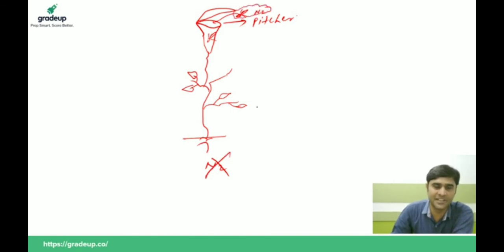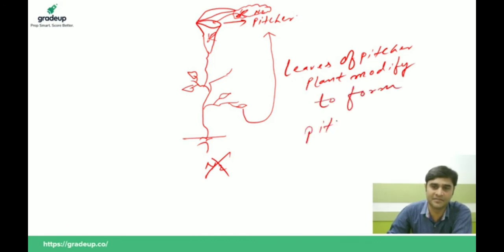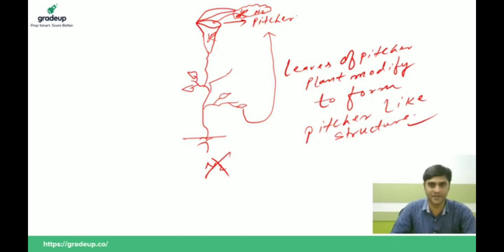So suppose the question is, which part of pitcher plant modifies to form pitcher-like structure? Root, stem, leaves. Your answer should be leaves of pitcher plant. This is also very important. Leaves of pitcher plant modify to form pitcher-like structure. This question has been asked in UPSC pre-exam. Very important for your exam. Yes, leaves modify to form pitcher-like structure to trap insects.